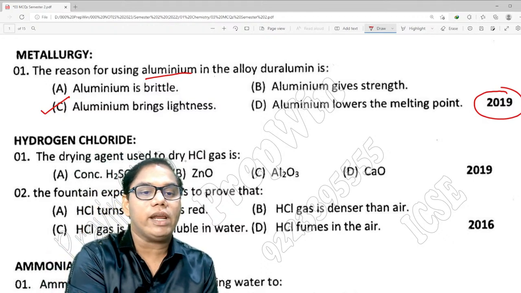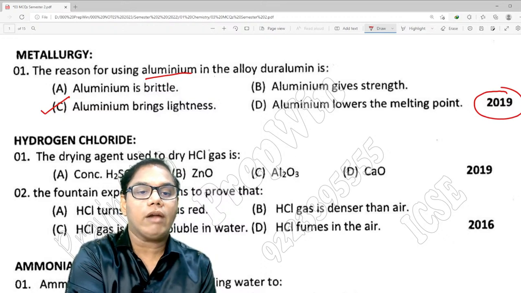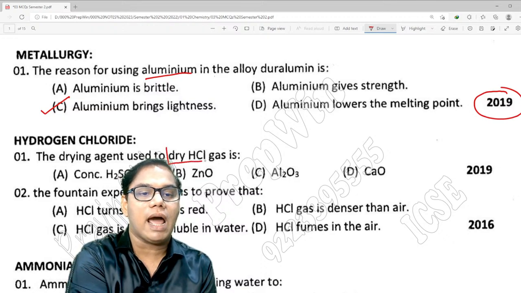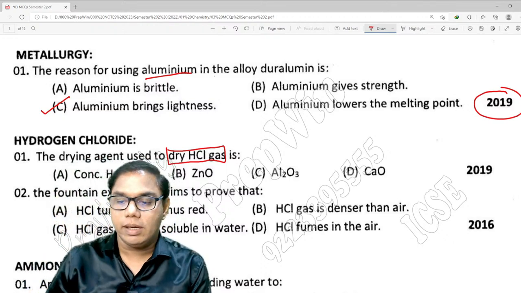This is again a very important question. Drying agent. What is a drying agent? There are four drying agents in front of you. But which drying agent is used while preparing HCl gas? HCl gas. Can you tell me that?